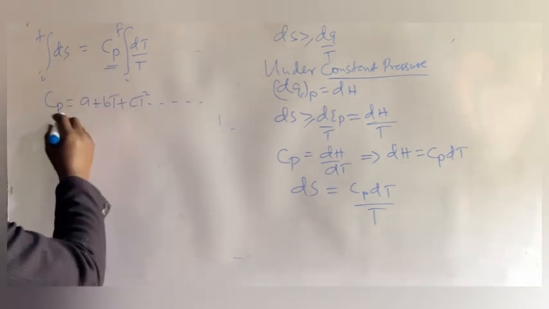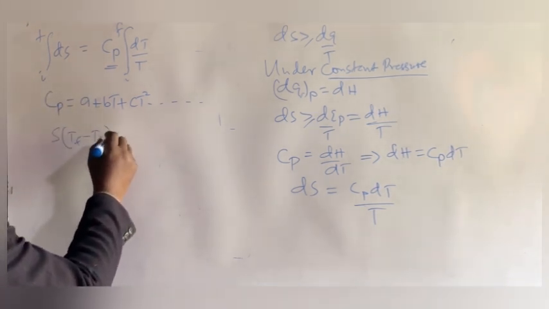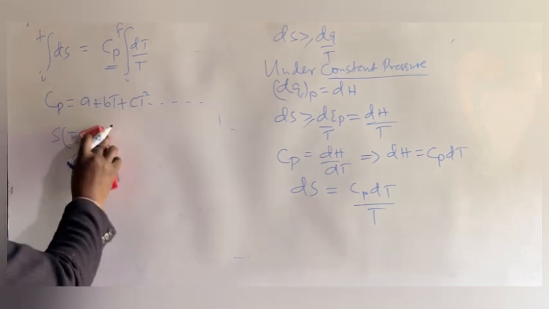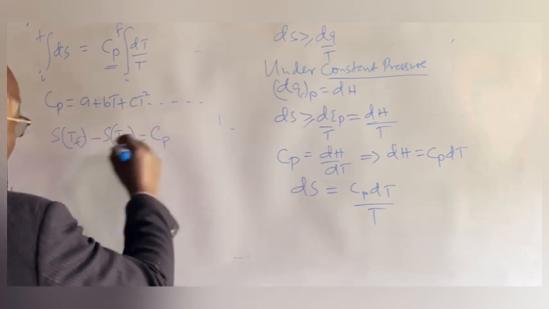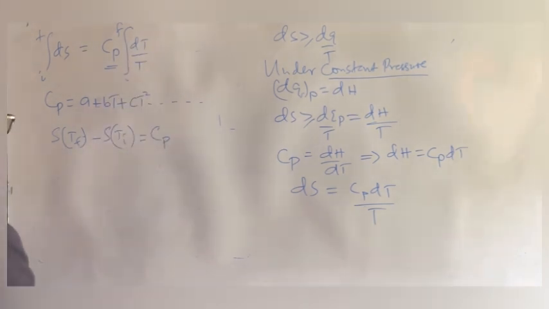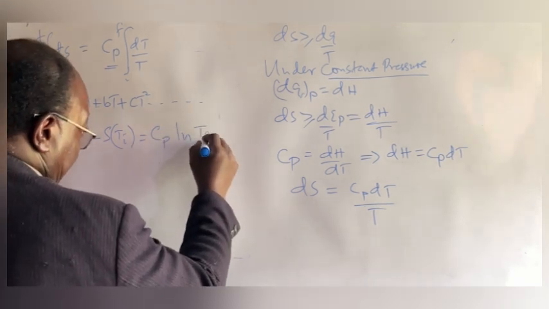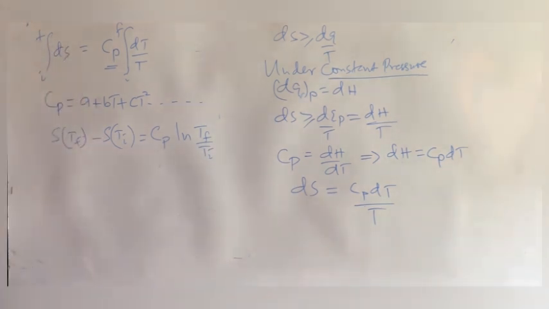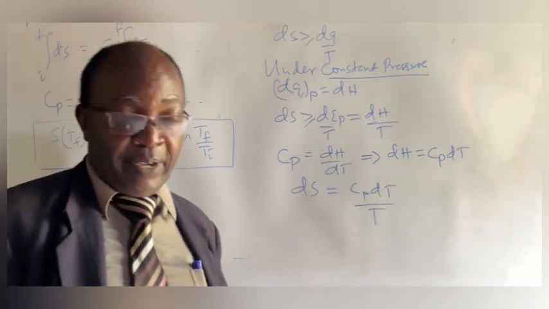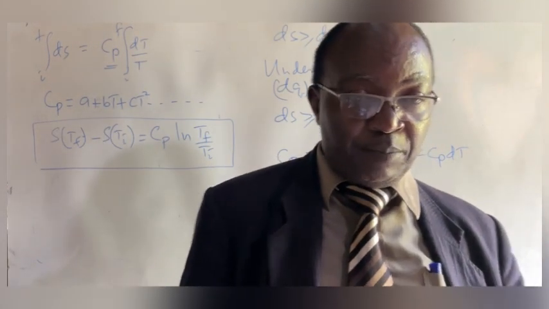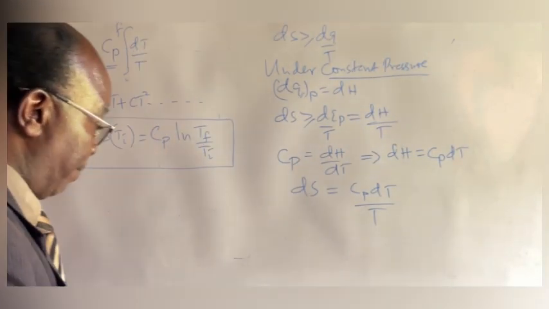Therefore, what are we going to have? We are going to have S at the final temperature minus S at the initial temperature equals Cp, again using the identity which we did, times the natural log of T final over T initial. Again, this relates the entropy to temperature. Very important. So we have seen how we can relate entropy to volume, the entropy change with volume, and the entropy change with temperature.